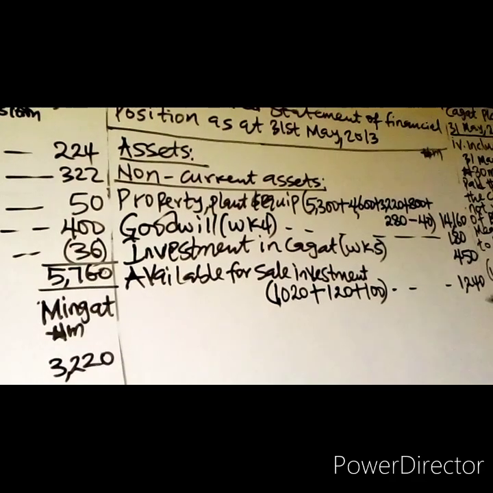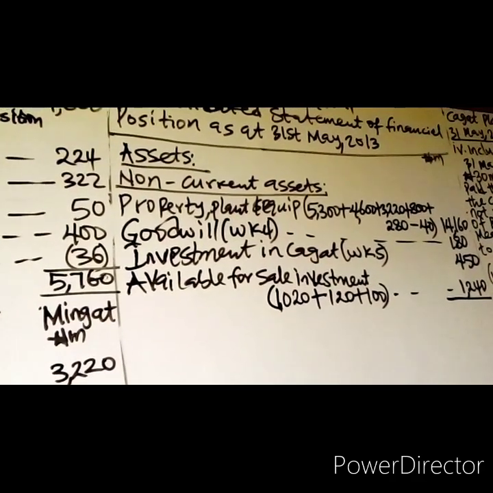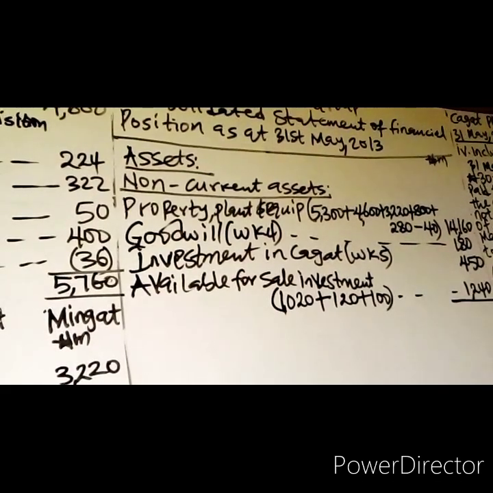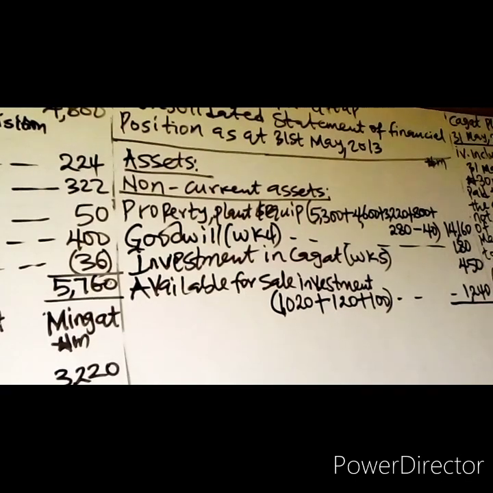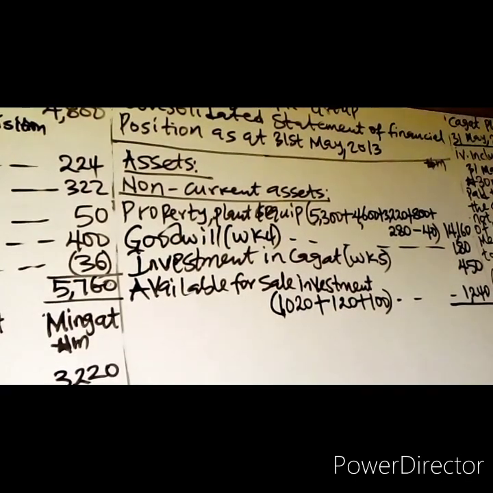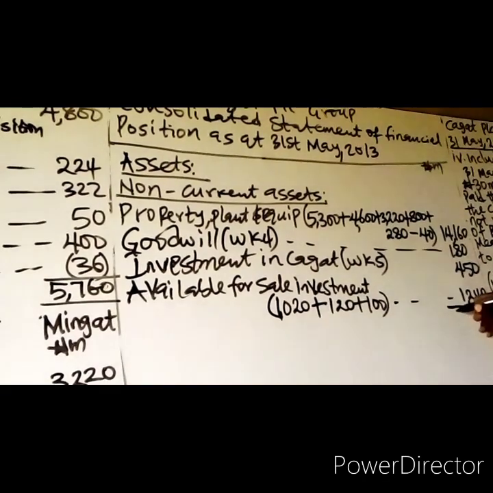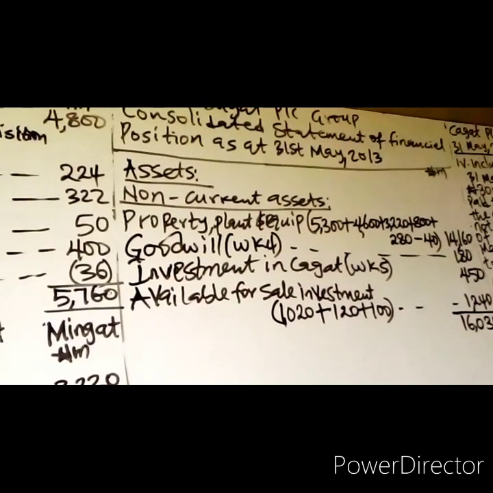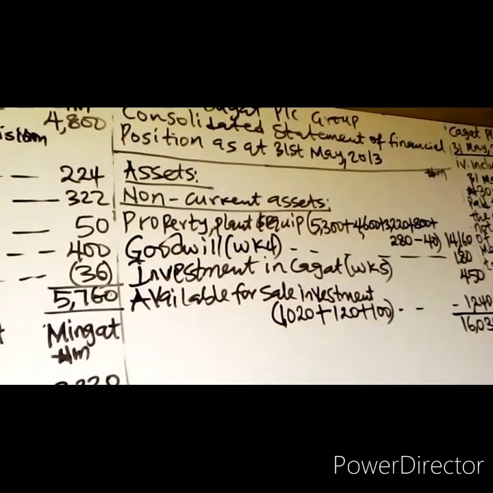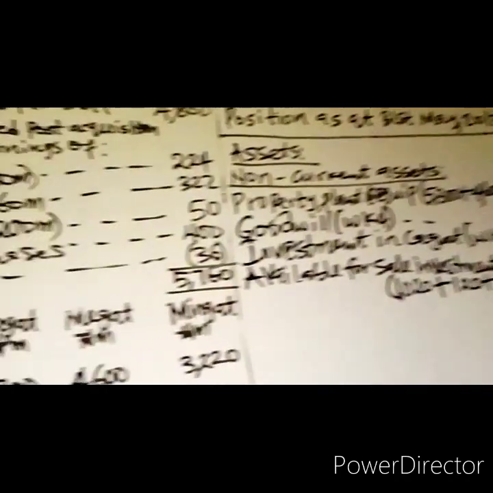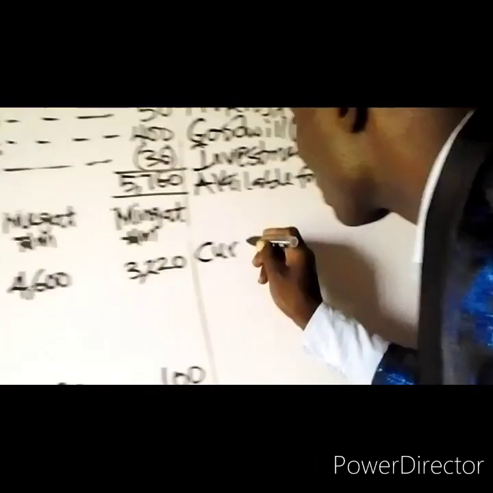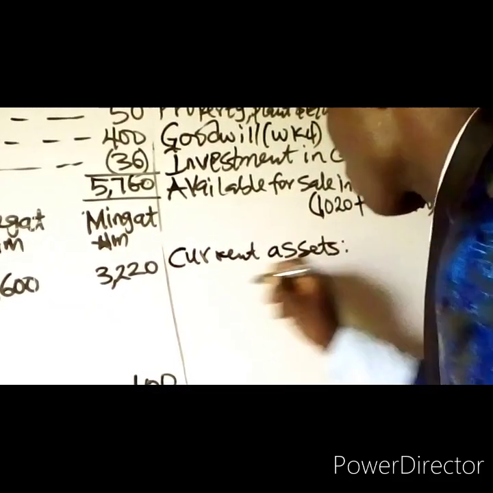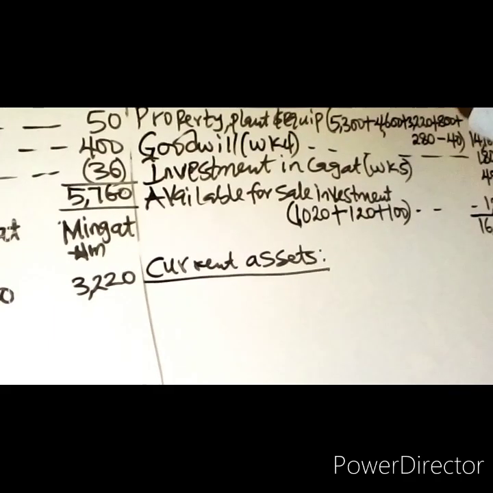So those are the non-current assets we have. You can sum it up. When you add it up, 1,240 plus 450 plus 180 plus 14,160, the total of our non-current assets is 16,030. Then we also have current assets.